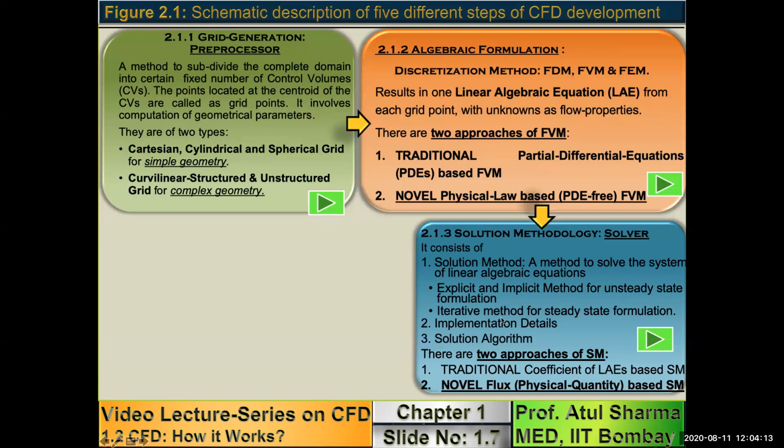Note that in almost all the books in CFD, the solution method and solution algorithm are there, but the novelty corresponding to the companion textbook is the implementation details, which clearly presents the data structure and the loops which are required, which gives you the nuts and bolts to develop the CFD software.